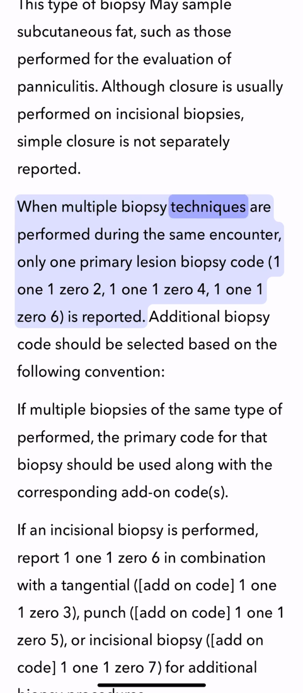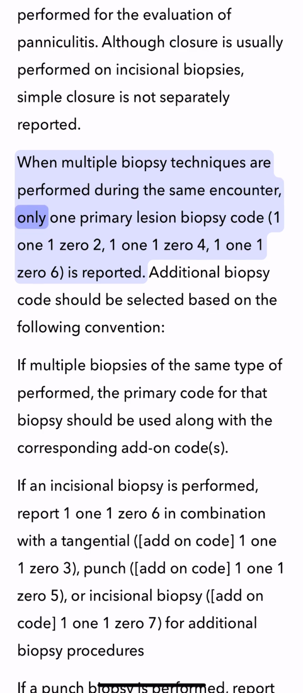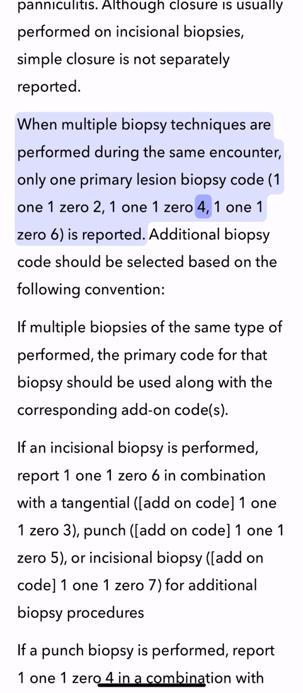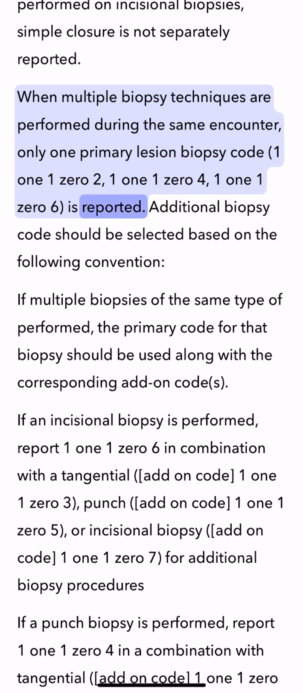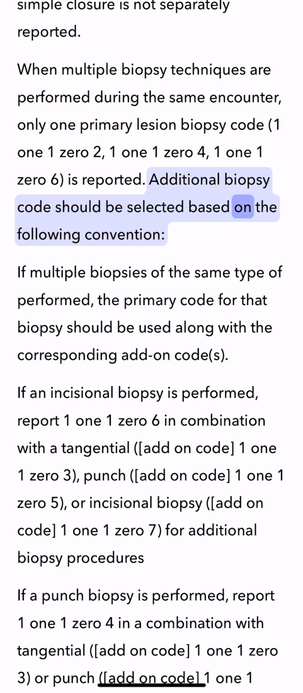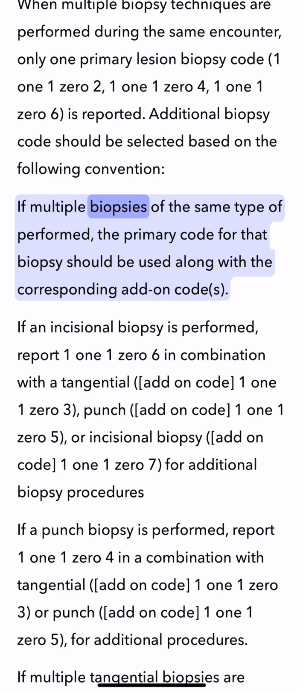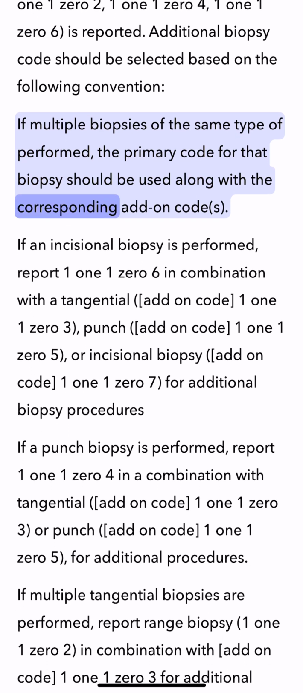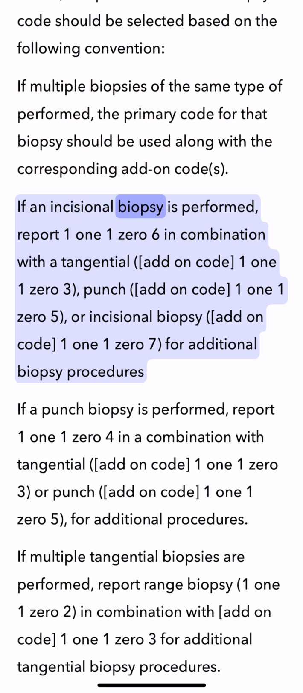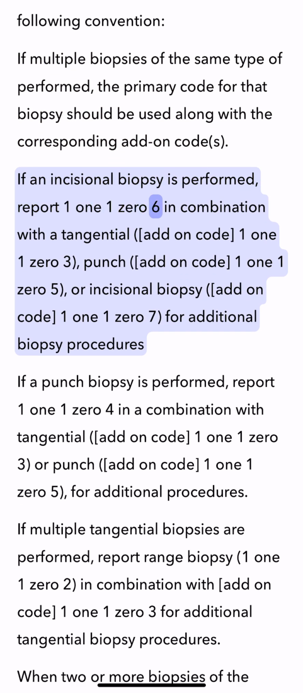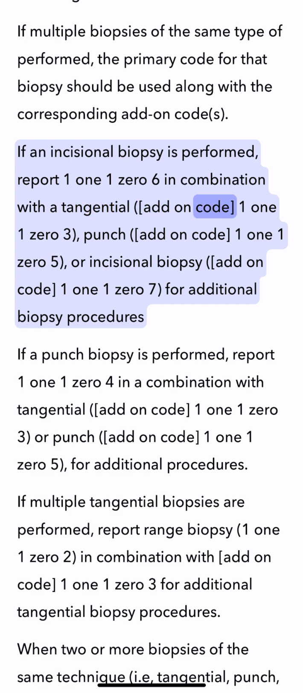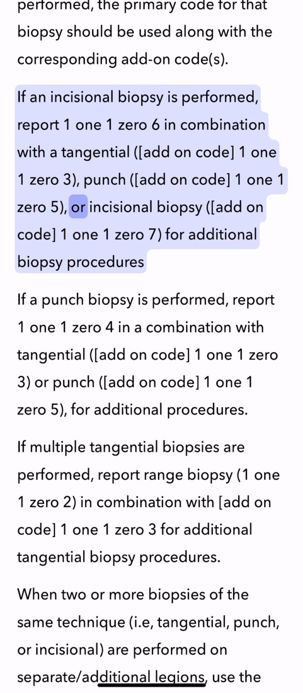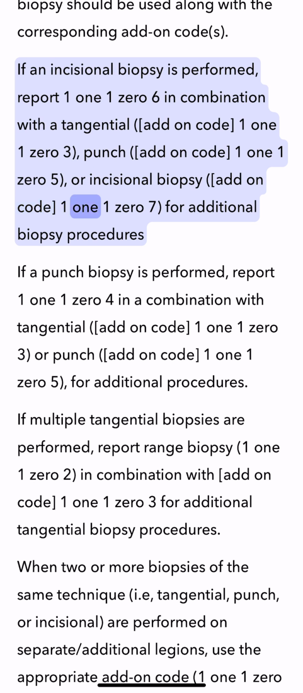When multiple biopsy techniques are performed during the same encounter, only one primary lesion biopsy code, 11102, 11104, or 11106, is reported. Additional biopsy codes should be selected based on the following convention. If multiple biopsies of the same type are performed, the primary code for that biopsy should be used along with the corresponding add-on code. If an incisional biopsy is performed, report 11106 in combination with tangential add-on code 11103, punch add-on code 11105, or incisional biopsy add-on code 11107.